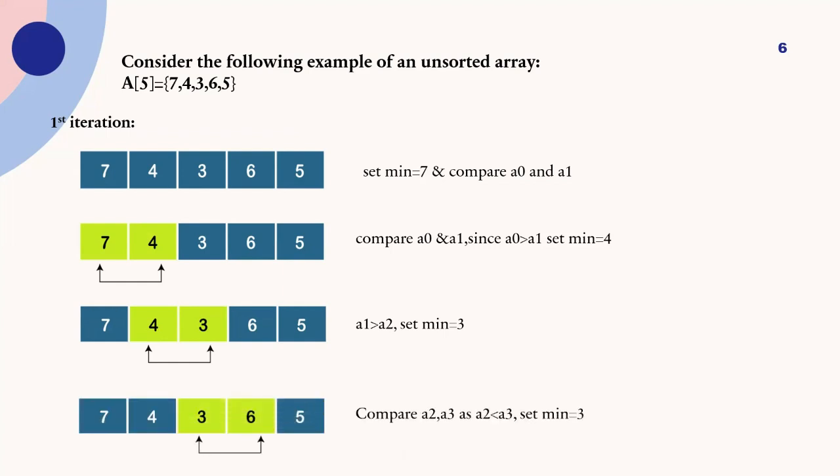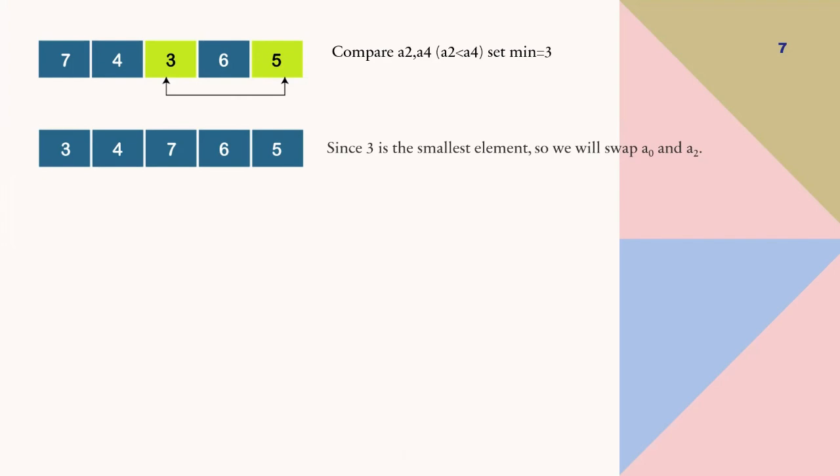Again 3 is compared with 6. So 6 is larger than 3. So no swapping. Since 5 is larger than 3, we are not swapping. At the end of this iteration, we found that 3 is the minimum element in the given array. Now we are swapping the third element, the 3, to the starting position. Why? Because we have considered the first element to be the minimum element. So now 3 will be swapped with 7. Since 3 is the smallest element, we will swap A0 and A2.